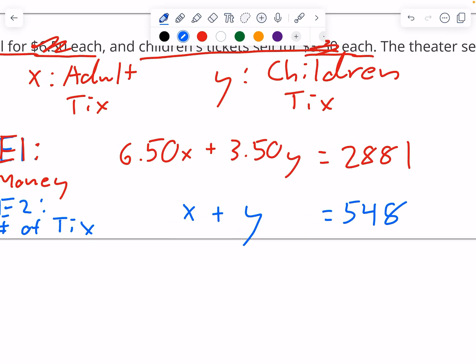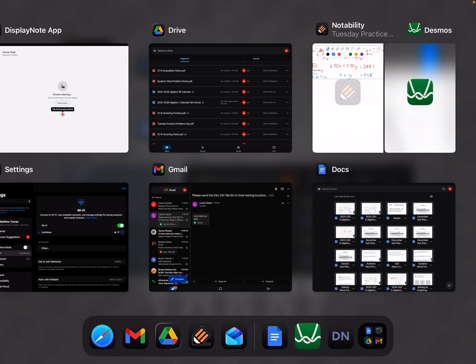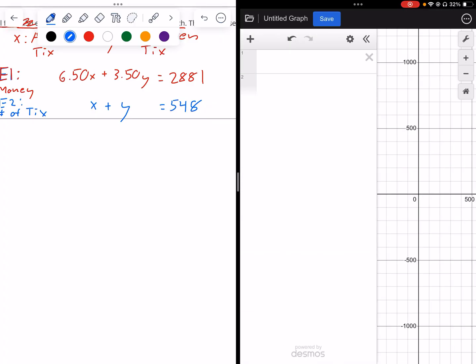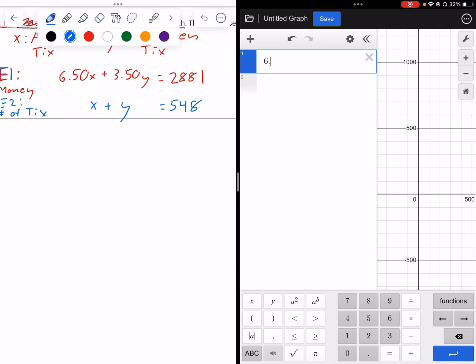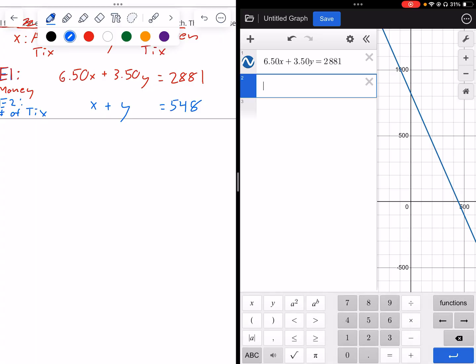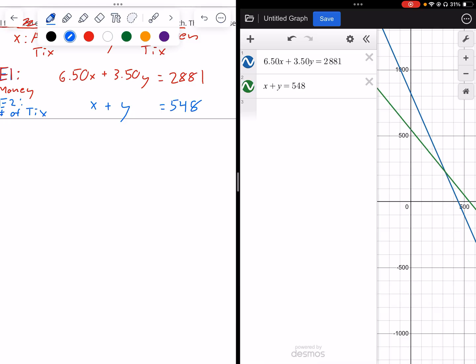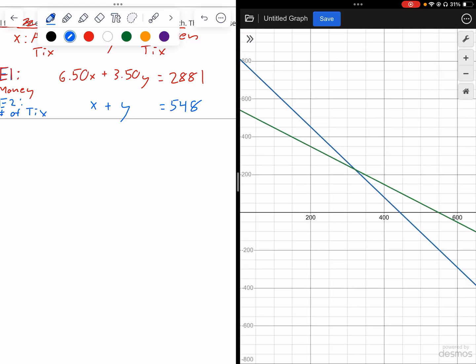So again, we're going to go back to Desmos, right? Zoom out to start. Type this in. Okay, so 650x, excuse me, plus 350y equals 2,881. There's one line. My second one, x plus y equals 548. Boom. You should have two lines that cross again.